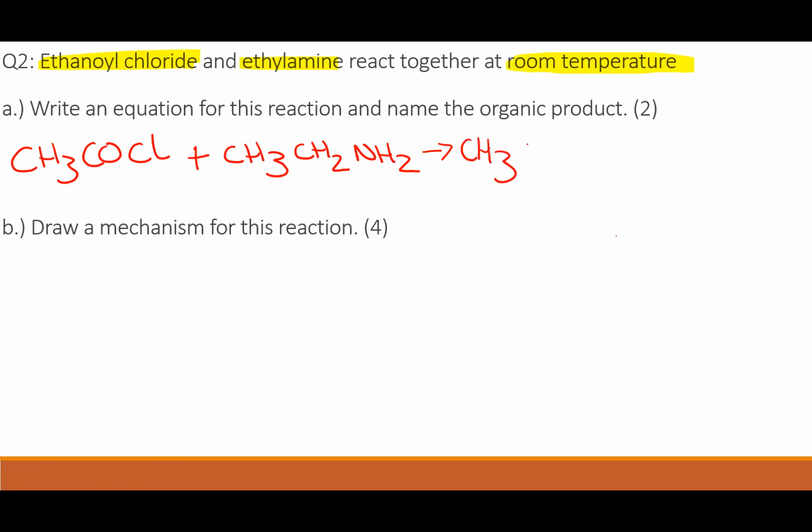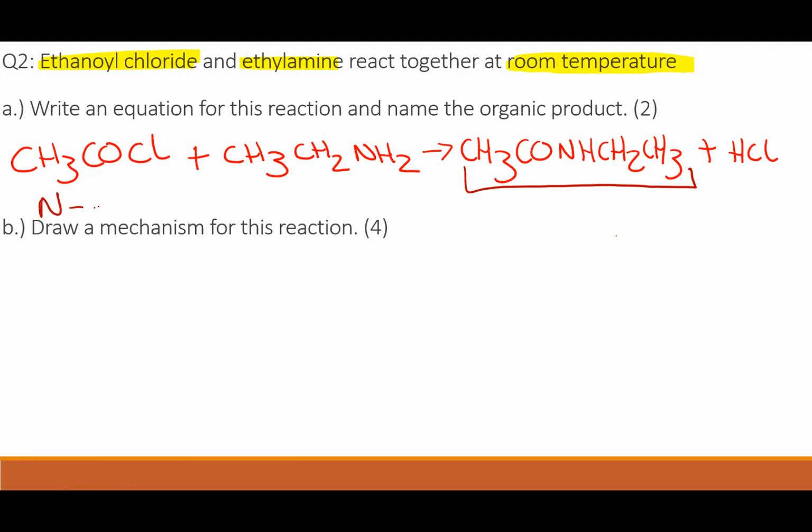CH3CONHCH2CH3, and that hydrogen chloride at the end. Name of the organic product that we want, name of this product here, that is N-ethyl amide. 1 mark for this, 1 mark for that.